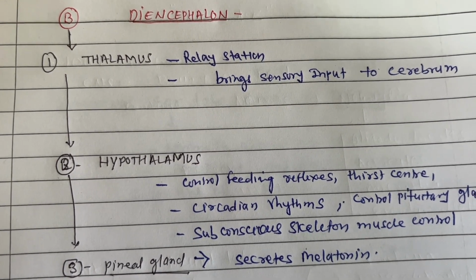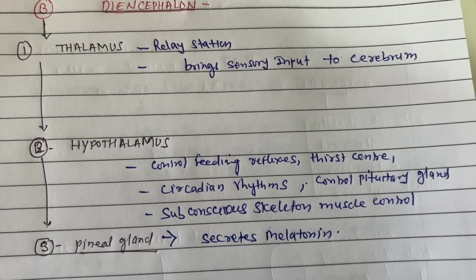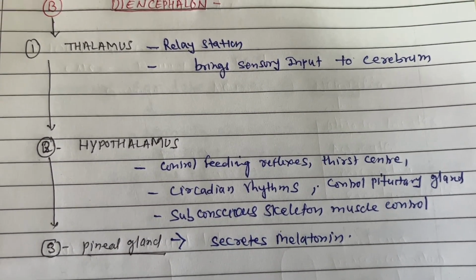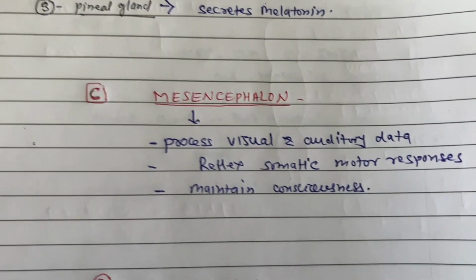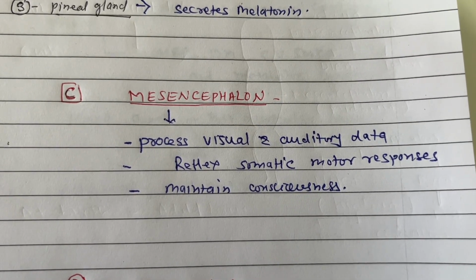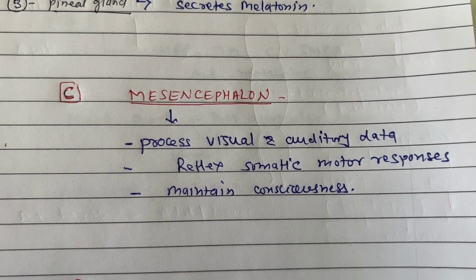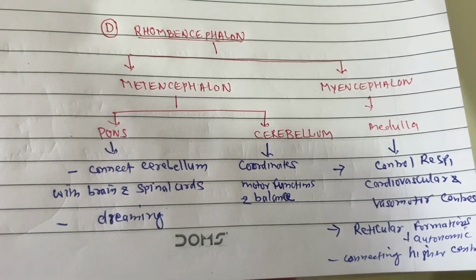Now let's talk about the diencephalon, also part of the forebrain. The diencephalon has three parts: thalamus, hypothalamus, and pineal gland. These functions are specific. Now let's talk about the mesencephalon, which mainly processes visual and auditory data and acts in reflex somatic functions.